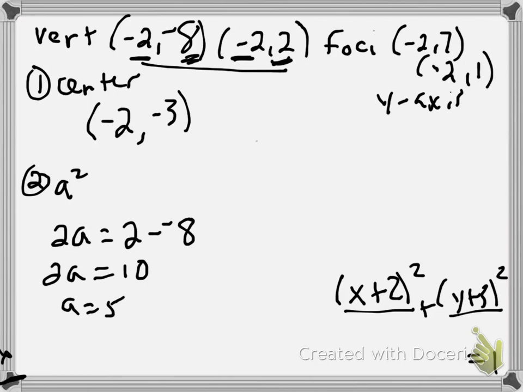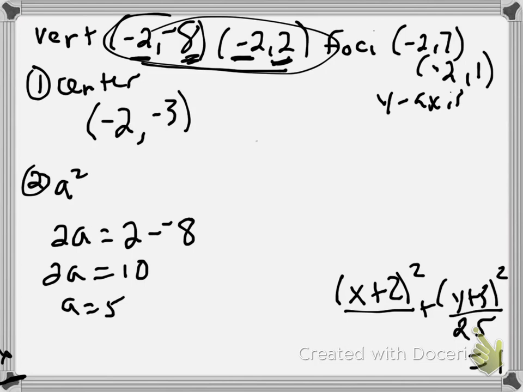Remember, this came from my major axis, so that 25 is going to have to go underneath the y. Sorry, my kids came out again. Okay, so we found our a squared.